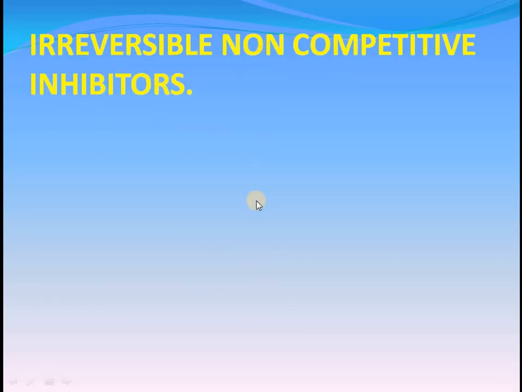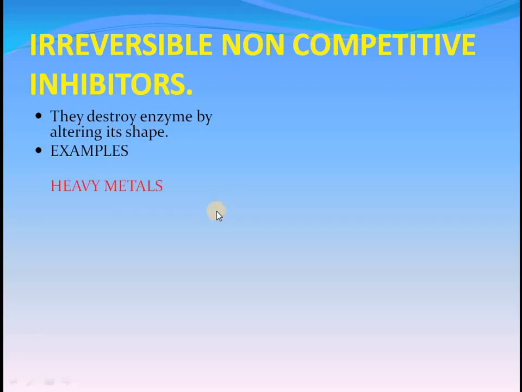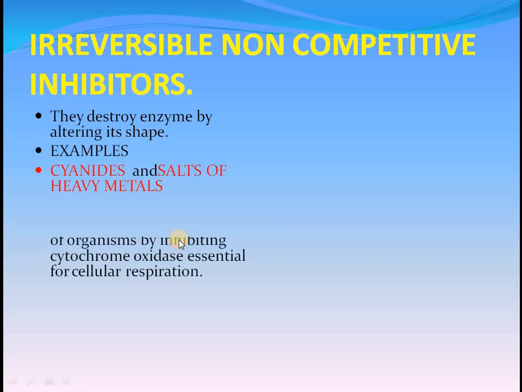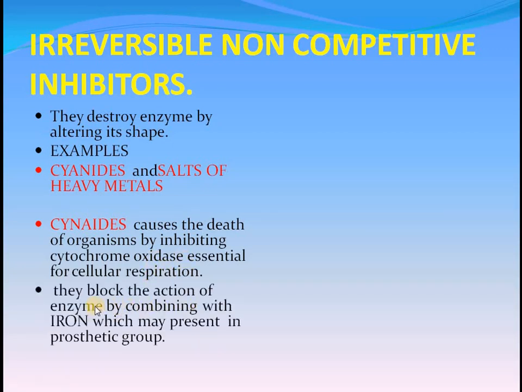Now irreversible non-competitive inhibitors. They destroy enzyme by altering its shape. For example, cyanides and salts of heavy metals. Now, cyanide causes the death of organism by inhibiting cytochrome oxidase, essential for cellular respiration, as I have already discussed it. They block the action of enzyme by combining with iron, which may be present in the prosthetic group.